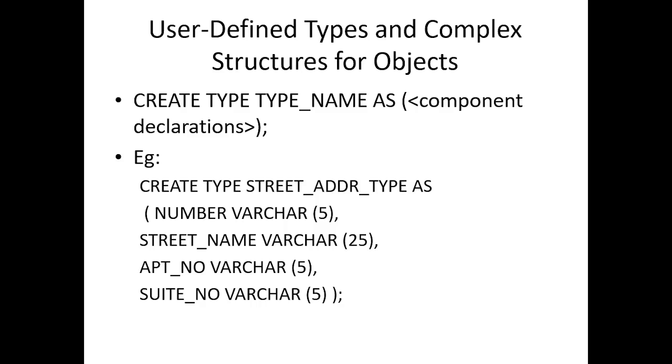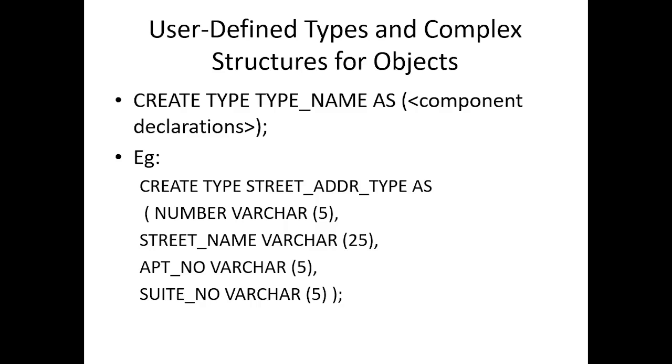Now we'll see some user defined types and complex structures for objects. We'll be discussing user defined types using create type, to allow the creation of complex structured objects and to separate the declaration of a class or type from creation of a table. That table is actually a collection of objects or rows, and that corresponds to an extent. So when we talk about a table, that is an extent.